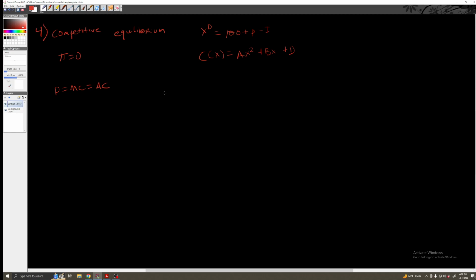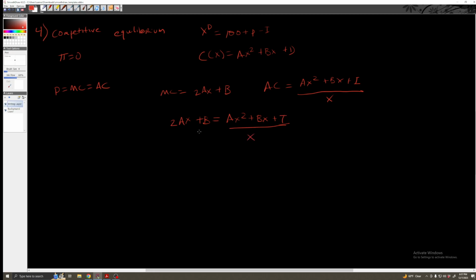We're going to take the marginal cost function, which is 2ax plus b, just taking the partial derivative with respect to x. The average cost function is just the total cost function divided by x. So we can set these two equal to each other and solve for x. It's going to involve a little bit of algebra, so bear with me as I work through it. 2ax plus b equals ax squared plus bx plus d all over x. Let's see, what's the best way to solve this?